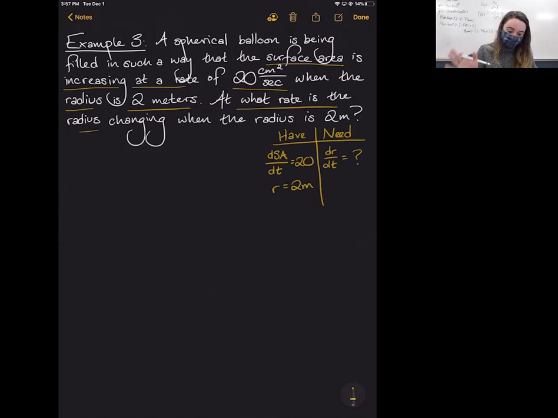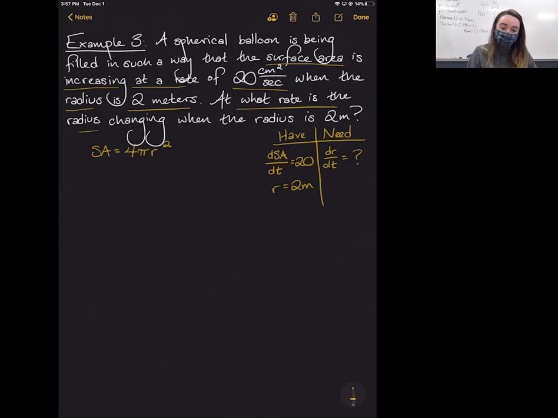Now, as you may know or not, this is going to be on your reference sheet on any test. It's not something that you have to have memorized, but it is true that the surface area of a sphere is 4 pi r squared. Again, that's not something that you need to have memorized. It will be on your reference sheet, but that is the equation that we're going to need in order to solve this problem. Surface area is 4 pi r squared.